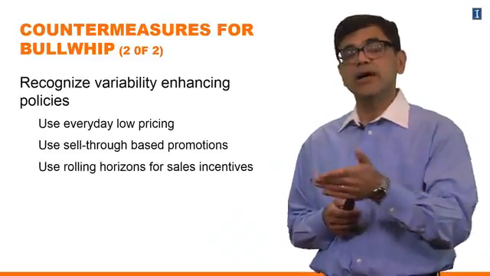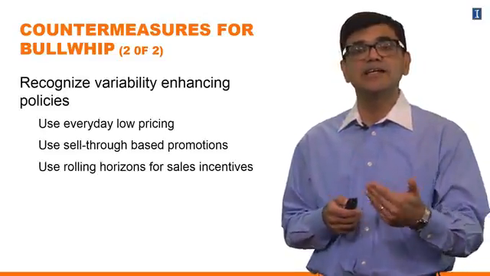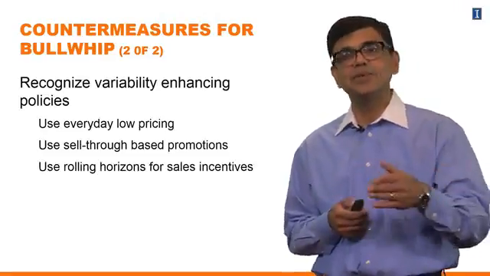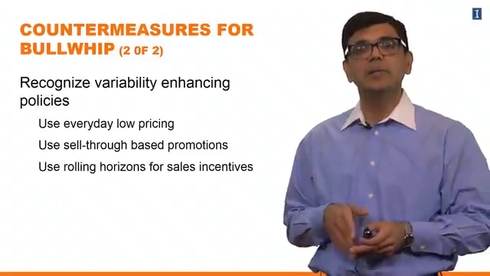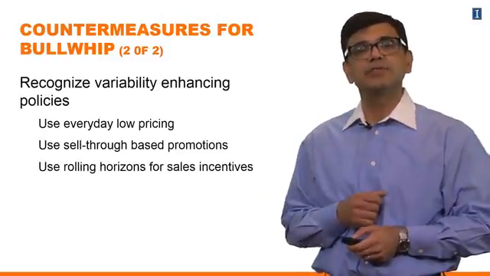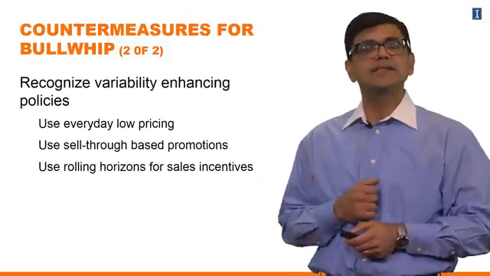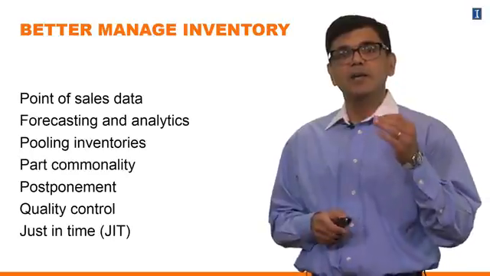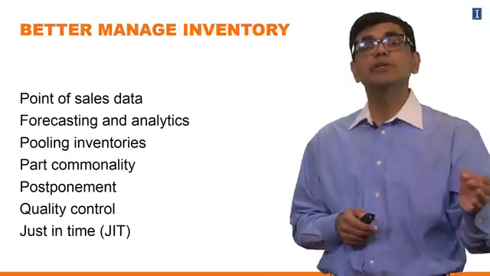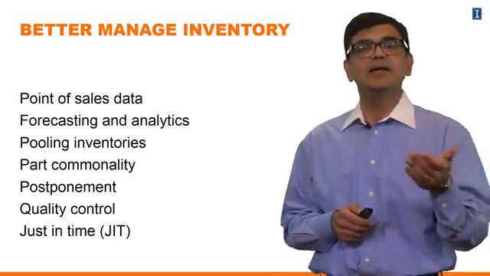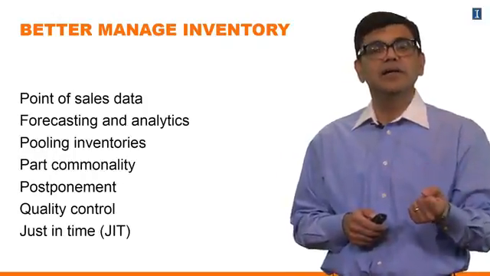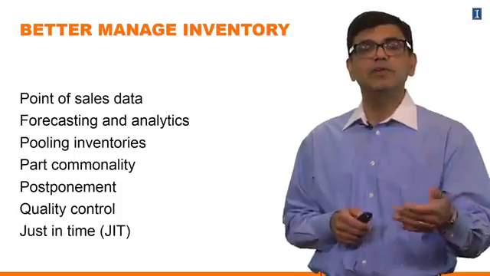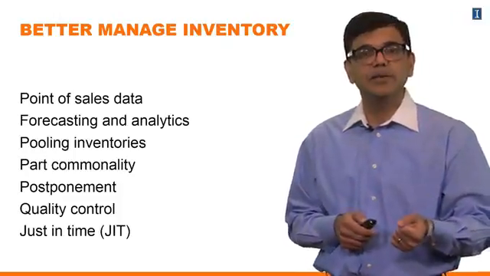Similarly, using rolling horizons for sales incentives, not just telling them based on end of month numbers, but looking at the last 3 months, the last 6 months, can help in terms of not having that artificial spurt in demand when it's time for their bonuses. If you can better manage inventory or reduce the need for having inventory, again, it all comes down to better ways in which you can keep your inventory or think about placing your orders.